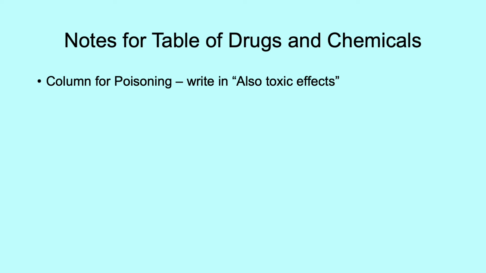Okay, so also for the table of drugs and chemicals, you have those columns at the top. Remember that poisoning is also used for toxic effects. Toxic effects is not used in there, but toxic effects, of course, are chemicals or drugs that are not used in treatment. So it's an effect of poison ivy. There's no medical need for poison ivy, but that's a toxic effect, and you use the column for poisoning.